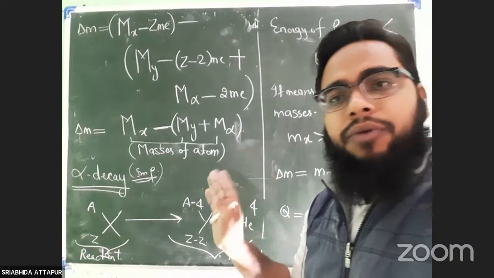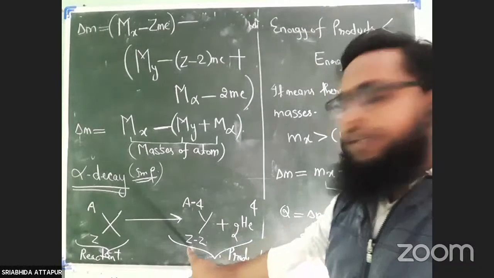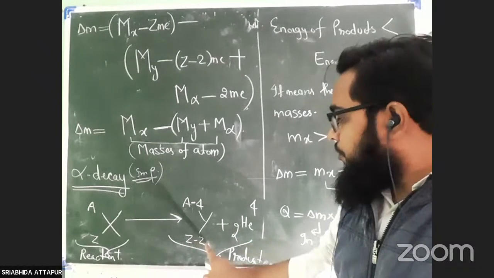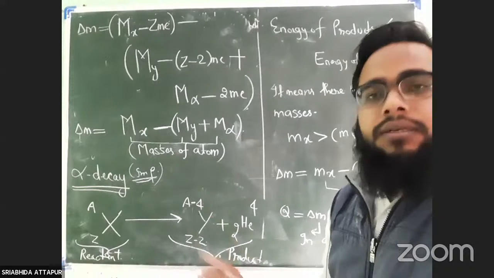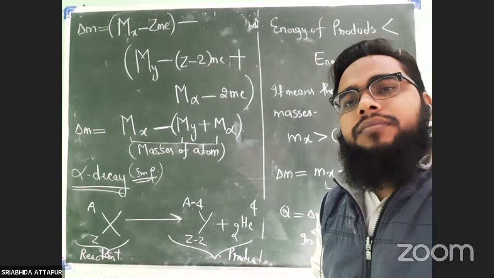I'm not going to solve this kind of thing. Suppose two alpha particles are released, how much will it change? So Z minus 4, here A minus 8. You know this one, Arman? Yes, Arman. Yes, sir.